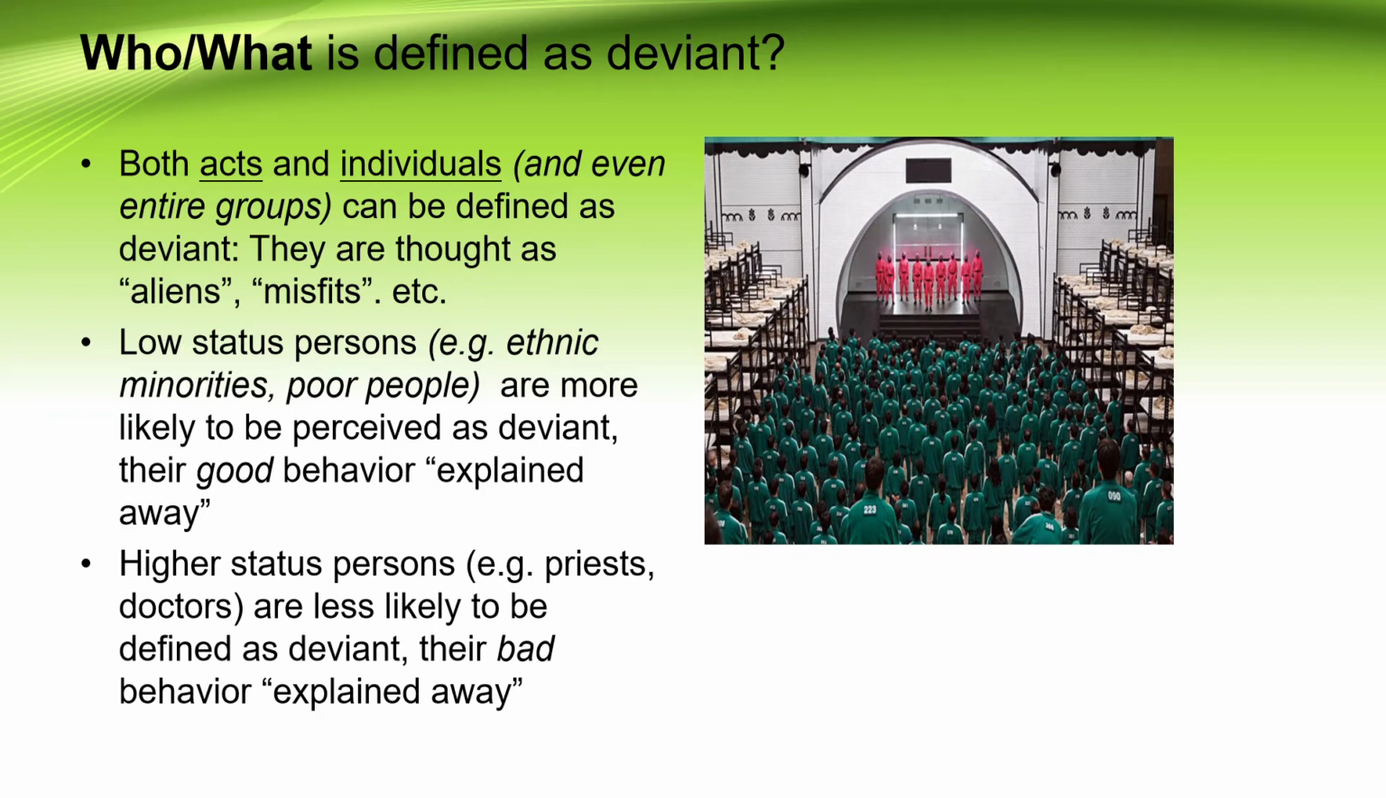On the contrary, higher status persons, for example, priests, doctors, and even politicians, are less likely to be defined as deviant. Their bad behavior is explained away. So for instance, let's take a look at the current administration. Indeed, the Duterte administration has provided a lot of projects for the development of our economy, such as the Build project.